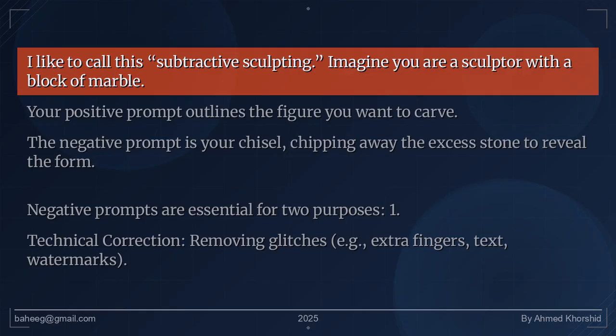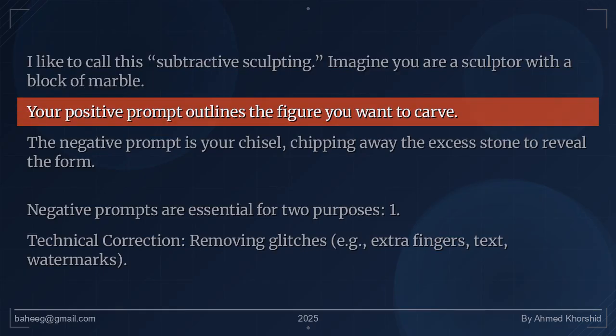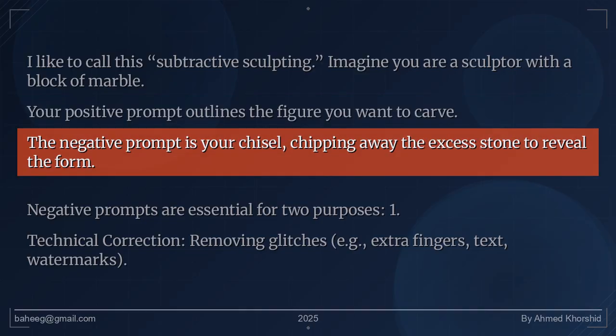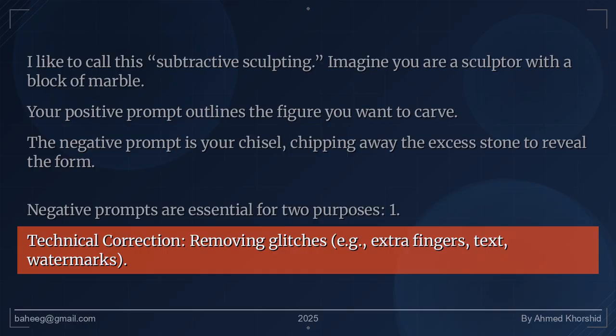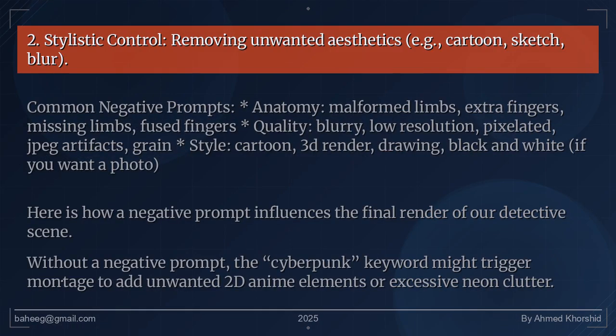Imagine you are a sculptor with a block of marble. Your positive prompt outlines the figure you want to carve. The negative prompt is your chisel, chipping away the excess stone to reveal the form. Negative prompts are essential for two purposes. 1. Technical correction, removing glitches, e.g., extra fingers, text, watermarks. 2. Stylistic control, removing unwanted aesthetics, e.g., cartoon, sketch, blur.